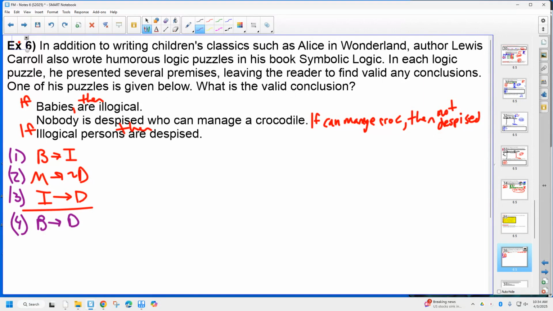I. And so behind it, you want to write how you got that. So something like 1 and 3 and transitivity. Hypothetical Syllogism was the more complicated name. Okay. What else can we do?